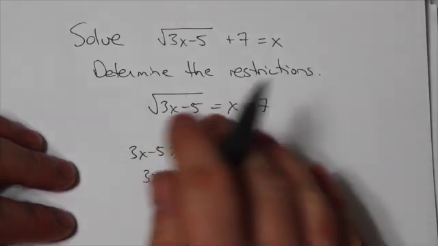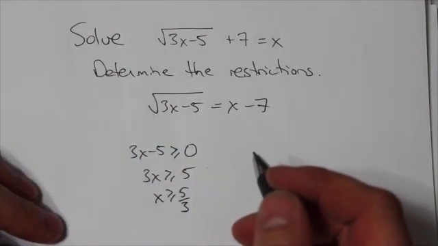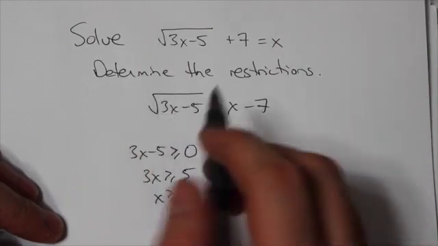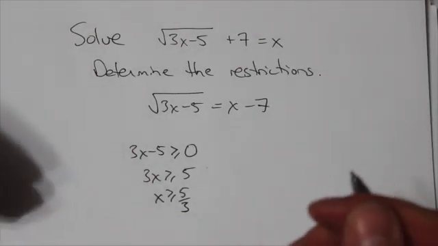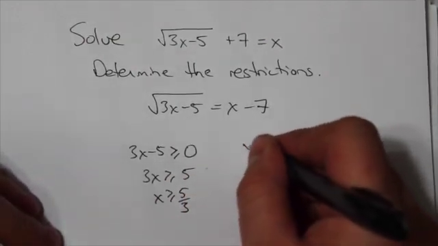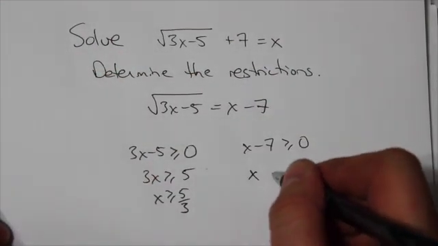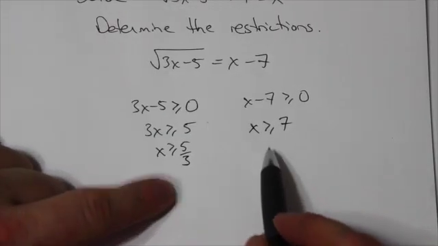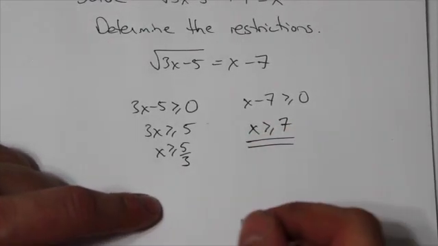However, the other restriction here is that a radical will only produce a positive number or a 0. So we have to consider the range of the radical function as well. The domain is x greater than or equal to 0, but the range is also y greater than or equal to 0, which means x minus 7 must also be greater than or equal to 0. And what this means is that x has got to be greater than or equal to 7. Now, if these are both true, then the overall restriction must be x is greater than or equal to 7.